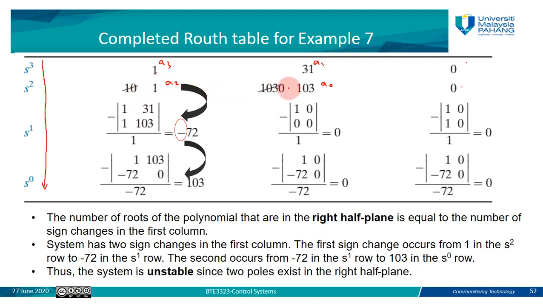It's like in a matrix: if you divide all elements in a row by the same parameter, it will not affect the value of the determinant. Since we have 10 and 1030, we divide over 10. So the first one divided by 10 gives you 1, the second one divided by 10 gives you 103, and 0 over 10 is still 0.